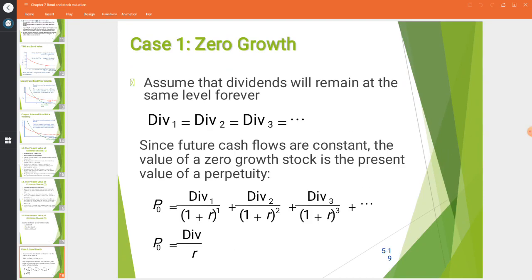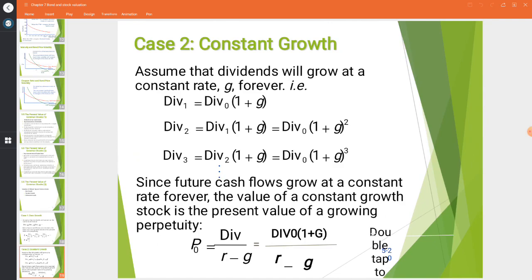In this case, P0, the market price of this zero growth stock, will equal DIV, a dividend, divided by R, which is the discount rate or interest rate existing in a specific market.